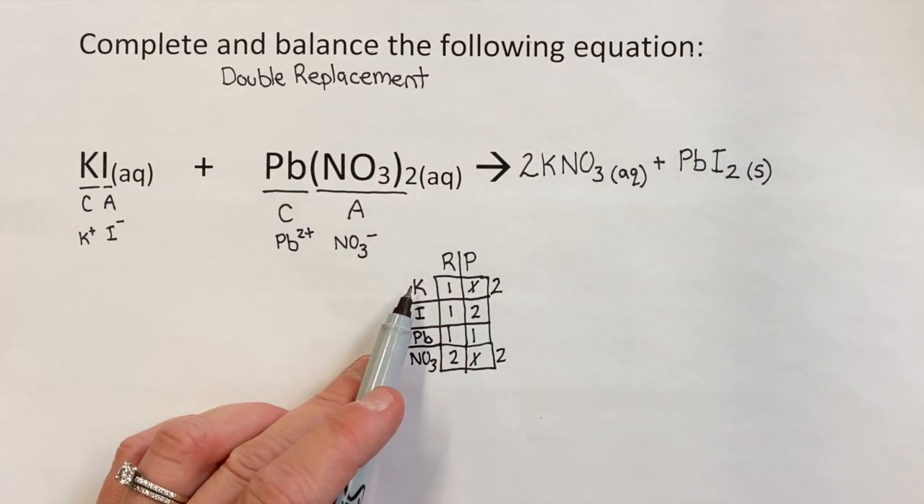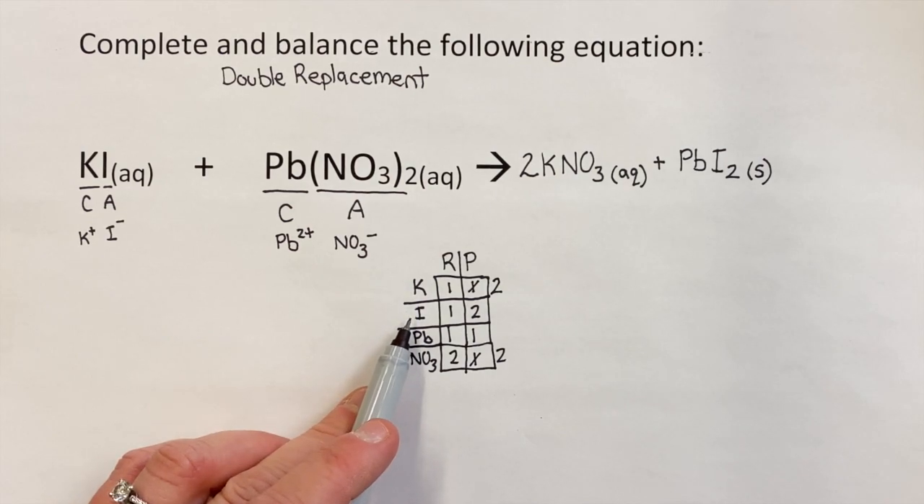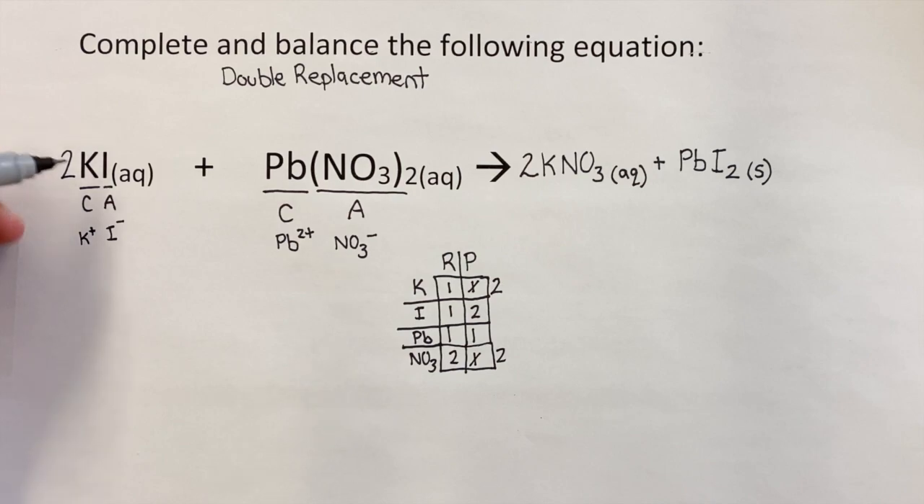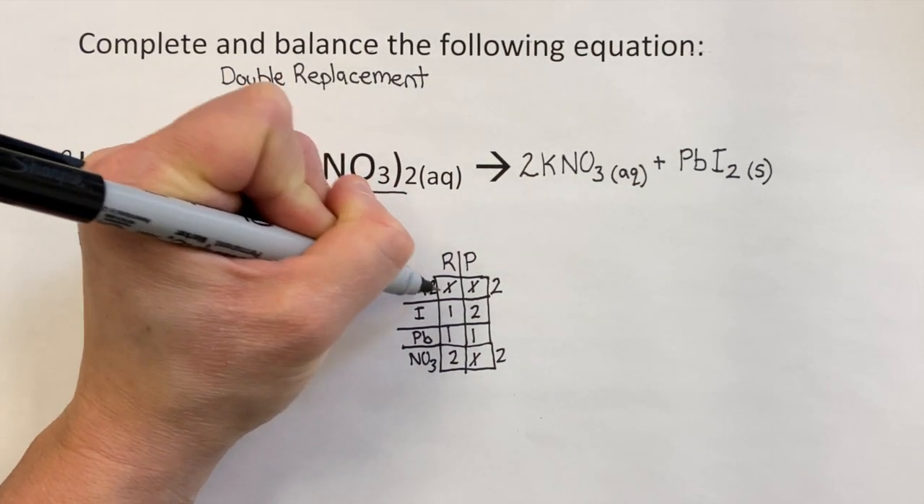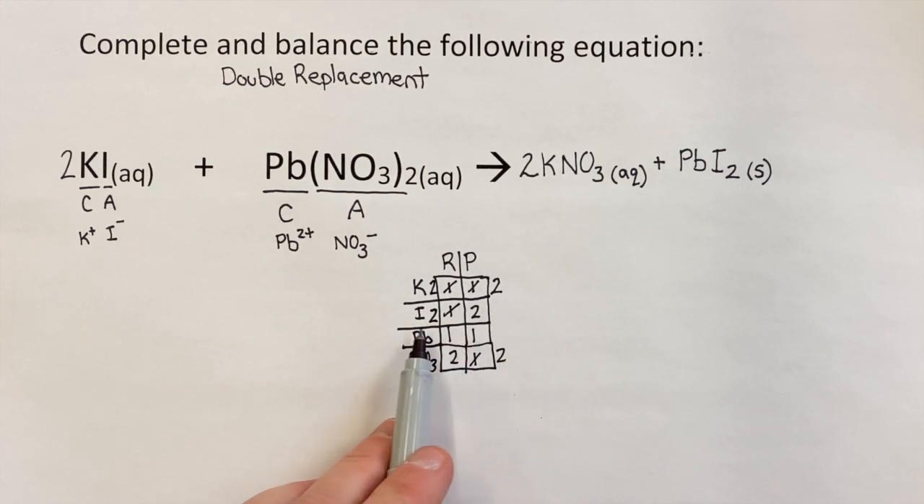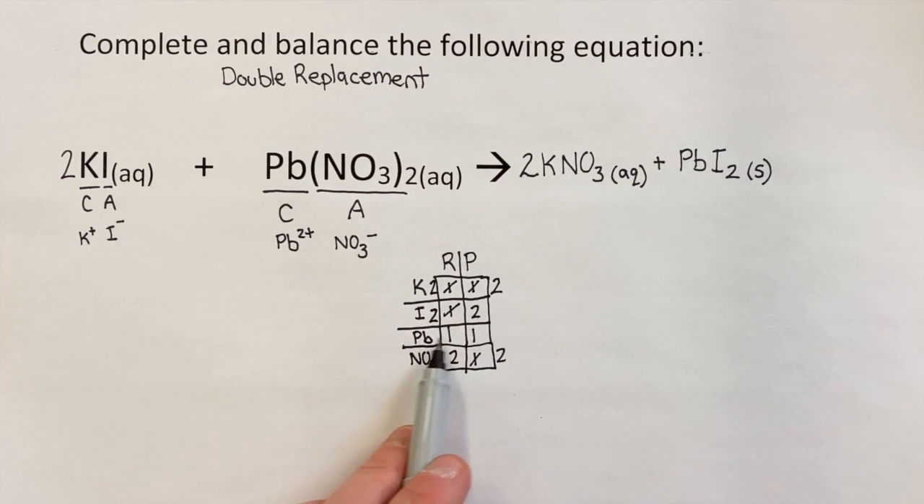Now I can see that both my potassium and my iodide on the reactant side need to increase. If I put a 2 here, that turns my potassium into a 2 and my iodide into a 2. And I can see I have 2 potassiums on each side, 2 iodides, 1 lead, and 2 nitrates. So this double replacement reaction is now complete and balanced.